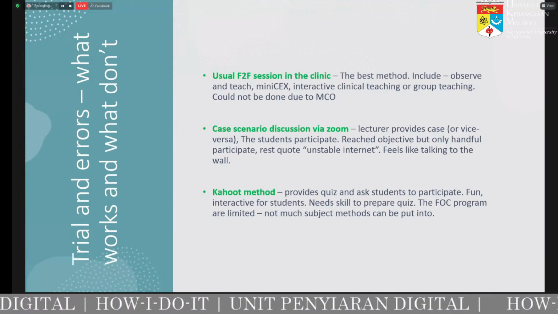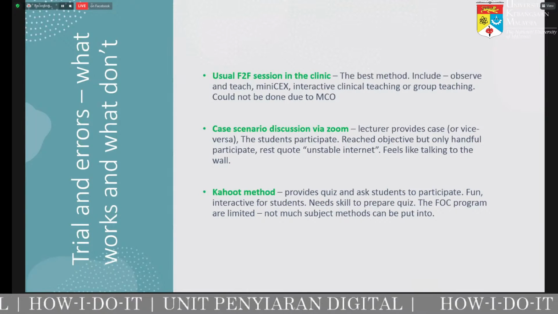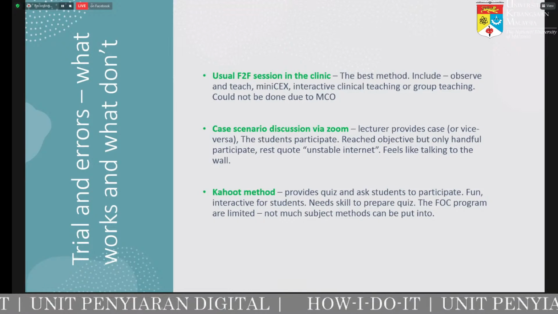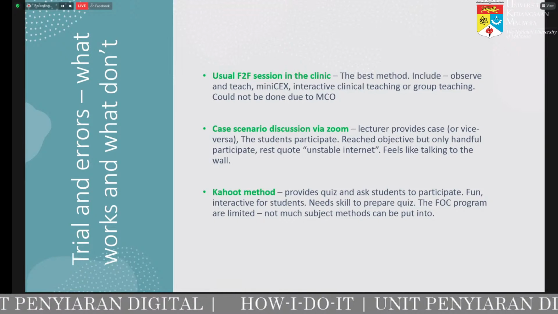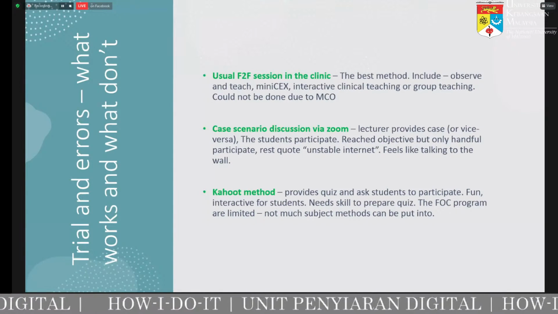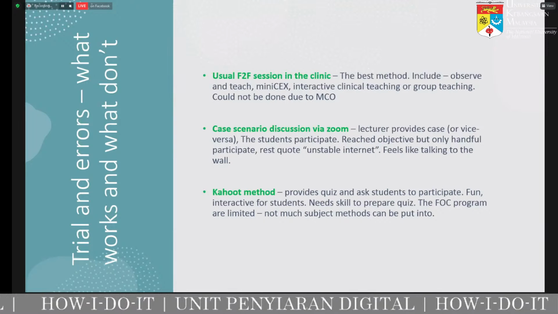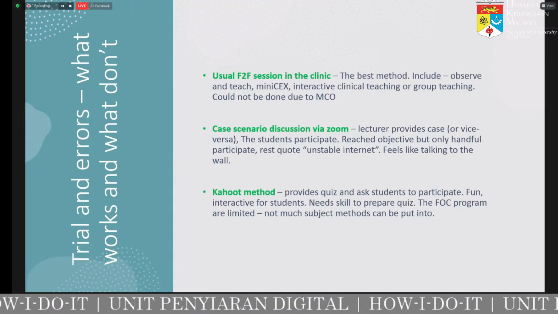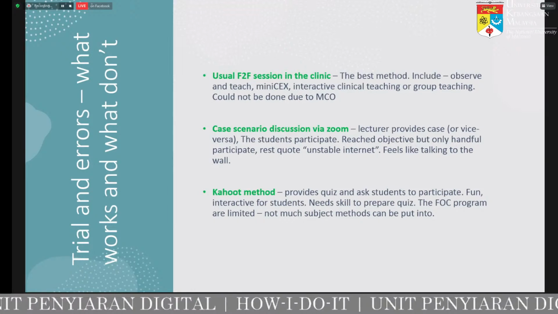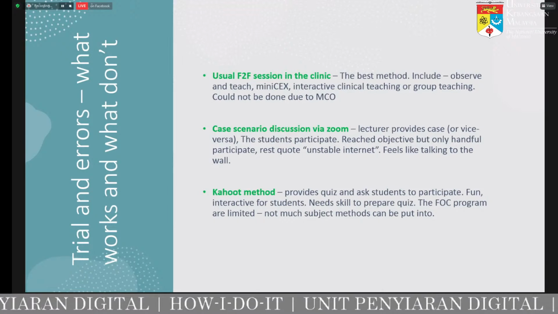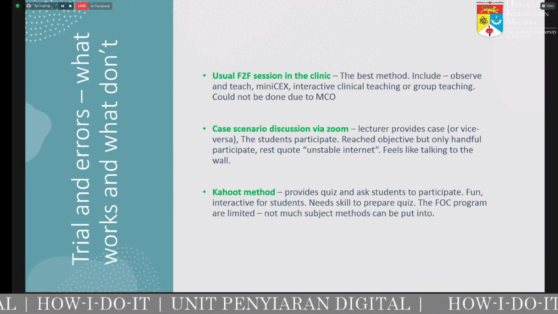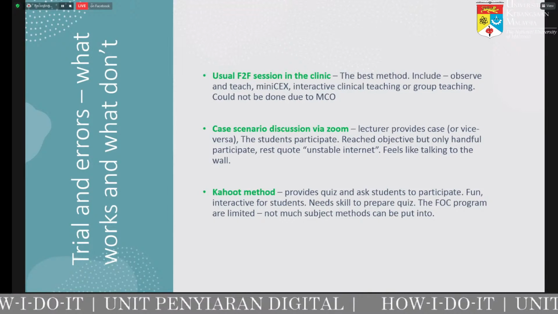The second thing that I tried is using a case scenario discussion via Zoom. The first time I tried it, I provided a case, or vice versa, the student provided the case, and the students participated. It reached the objective, but only a handful participated. The rest had unstable internet, and you feel like you are talking to the wall. So it can be done, but most of the time you feel unsatisfied because you are either talking to yourself or talking only to a few of the students.